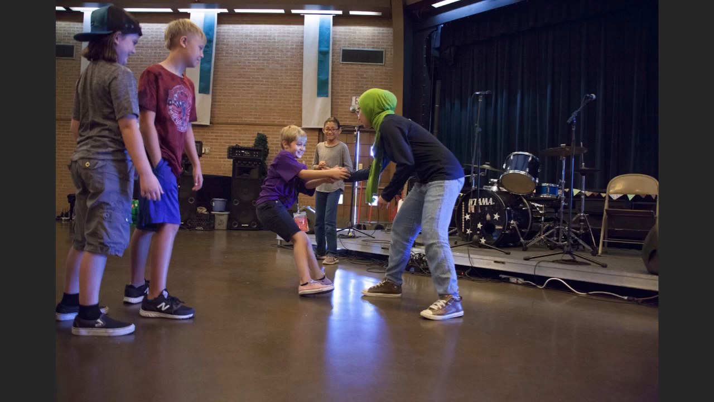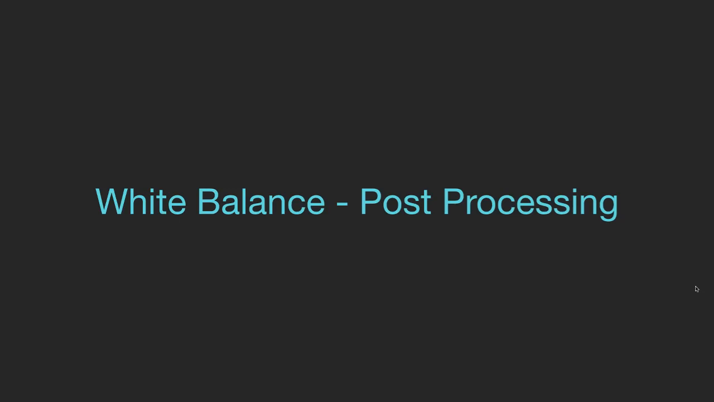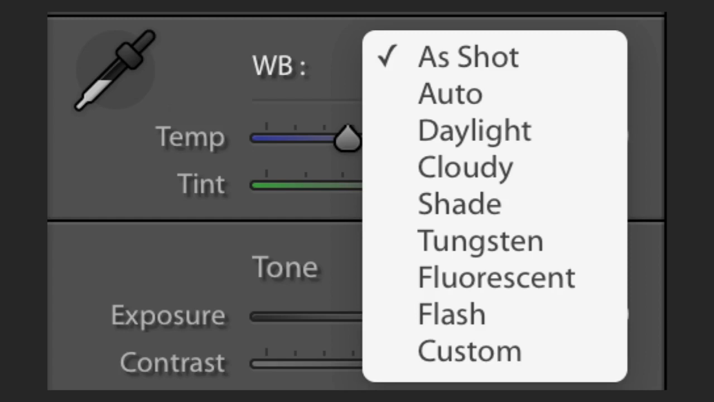But if I mess it up in camera, you can always fix it in post. So you can adjust white balance in post-processing, which you should be aware of. This is what it can look like in Lightroom. You can have these presets to change what everything's looking like within the balance. You can also adjust with the sliders. Typically, you want to get everything accurate in camera first and then make the adjustments in post.